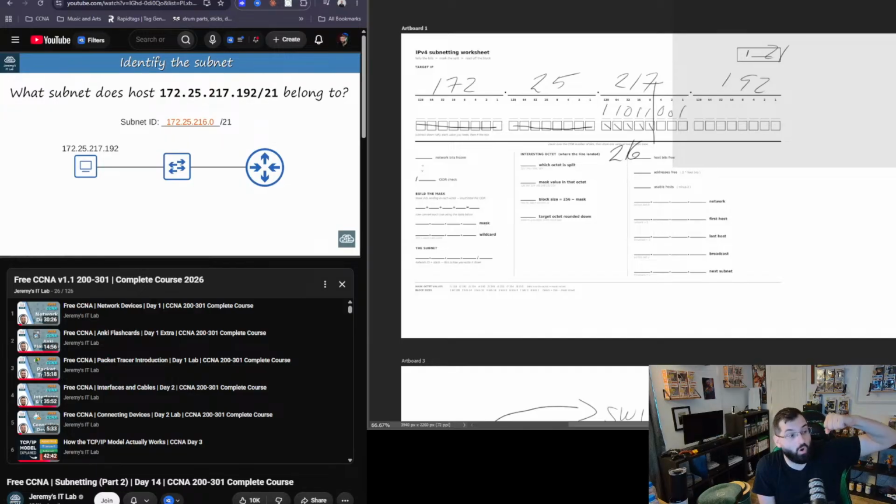172.25.217.192/21 belongs to the 172.25.216.0/21 subnet. The process was exactly the same as for a Class C network. There are just more host bits.